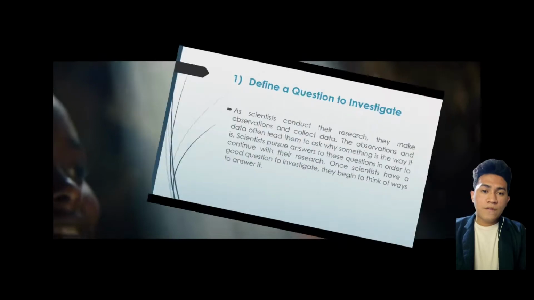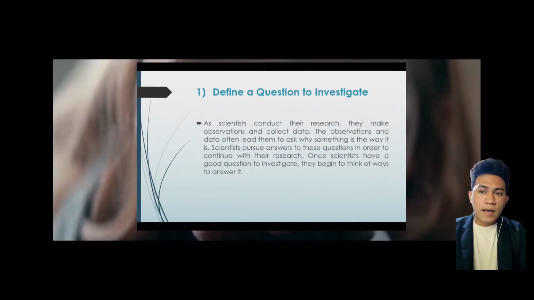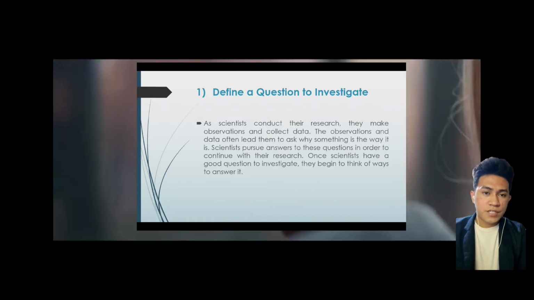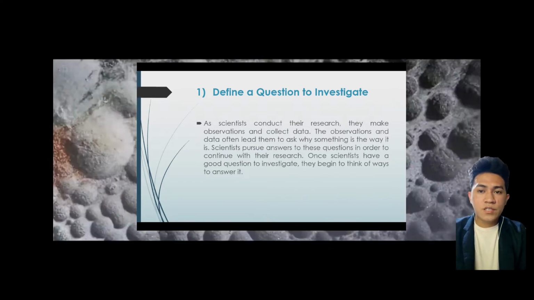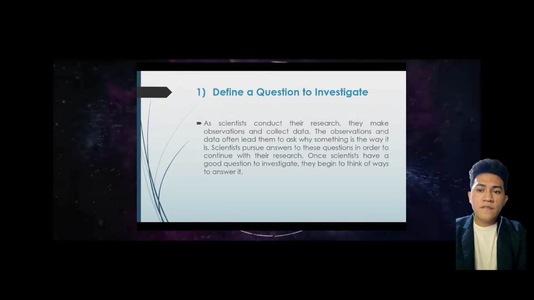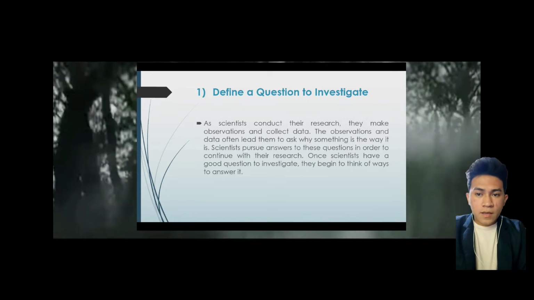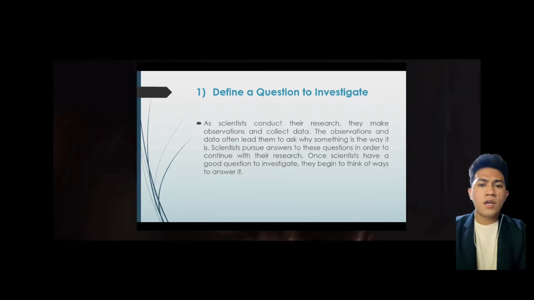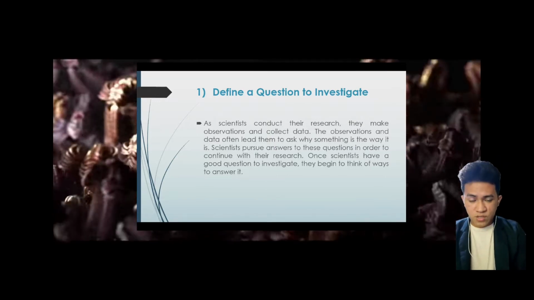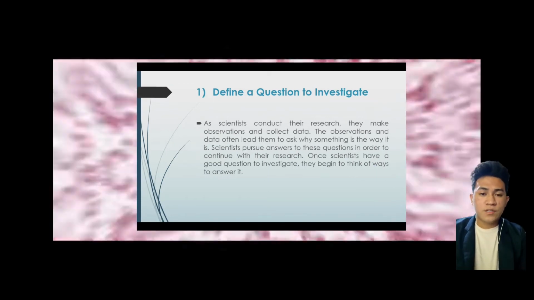Let's talk about the first one. Define a question to investigate. As scientists conduct their research, they make observations and collect data. The observations and data often lead them to ask why something is the way it is. Scientists pursue their answers to these questions in order to continue their research. Once scientists have a good question to investigate, they begin to think of ways to answer it.